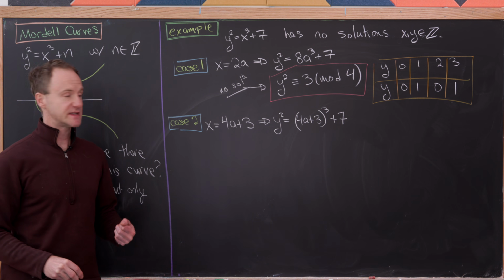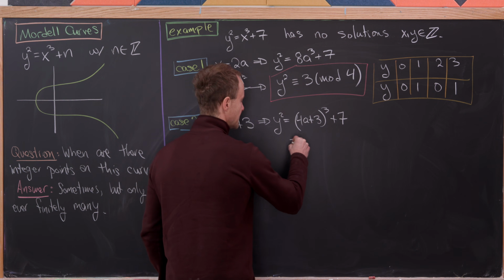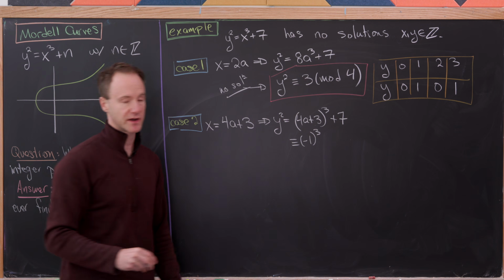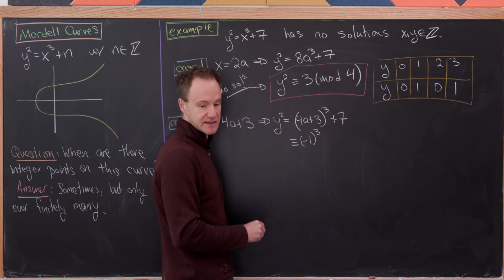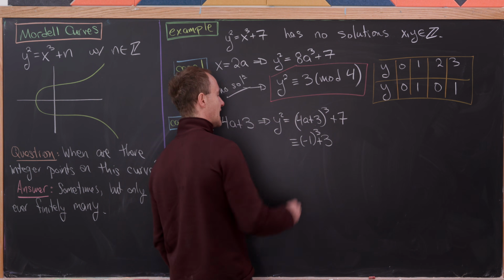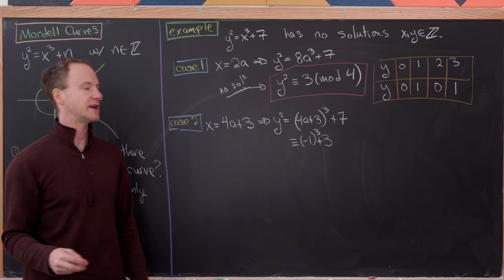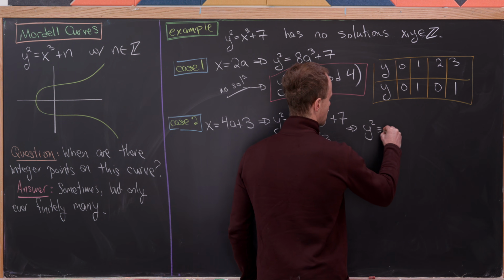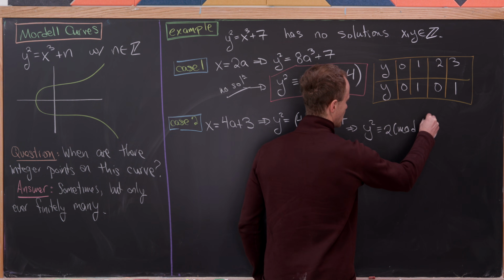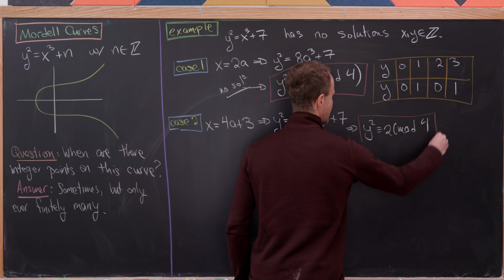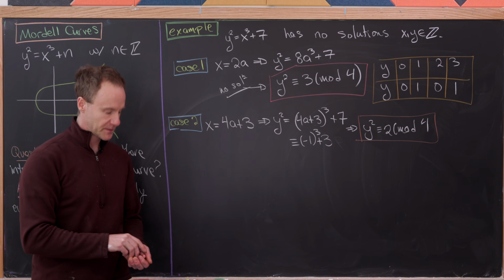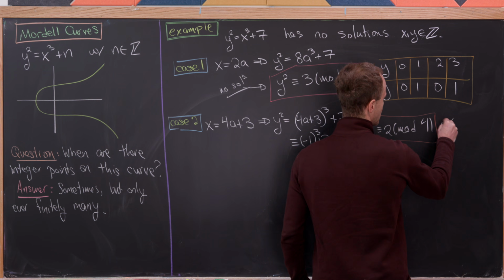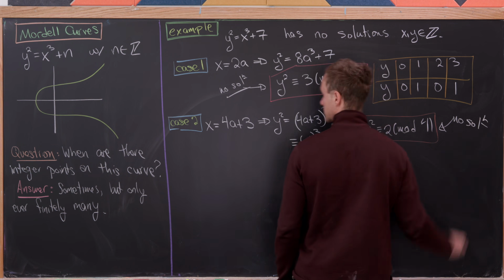But now we're going to reduce this thing modulo 4 again. So that's going to give us 3 cubed, but I'm going to write 3 as -1. So we've got (-1) cubed. And then 7 is equal to 3. We've got (-1) cubed plus 3, but (-1) cubed is clearly equal to -1. So here we'll get that y squared is congruent to 2 modulo 4. But again, we run into the same kind of problem that we did before. Just looking at our chart, we'll see that 2 is not a perfect square mod 4. So that means here we also have no solution.